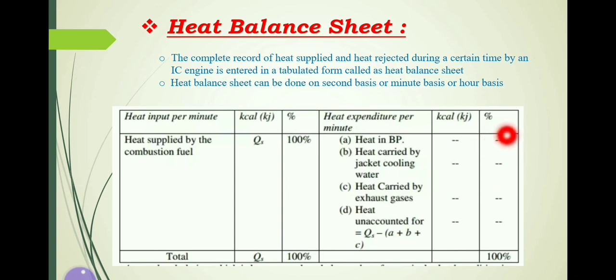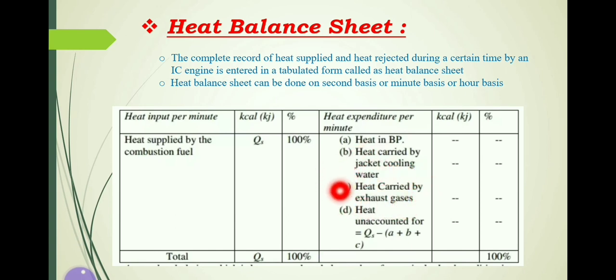How to find out this brake power? By using the dynamometer. How to find out the second parameter, the heat carried by the jacket cooling water? If we have to find out the heat, we use one equation, that is m Cp delta T. We have to find out the mass of the water, the Cp of the water, and also the temperature difference of the water supplied for cooling purpose. If we get all these three values, we will get the heat carried away by the jacket cooling water.